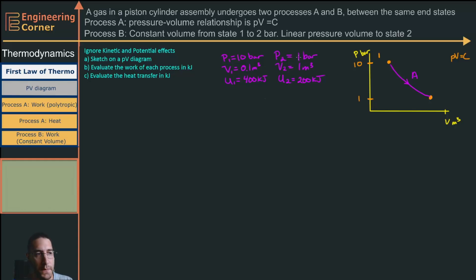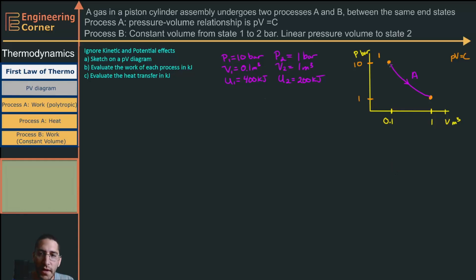So process B is a constant volume process from state 1 until it gets to 2 bar. I should probably label what these volumes are. We know what they are. So V1 is 0.1 meters cubed. V2 is 1 meter cubed.